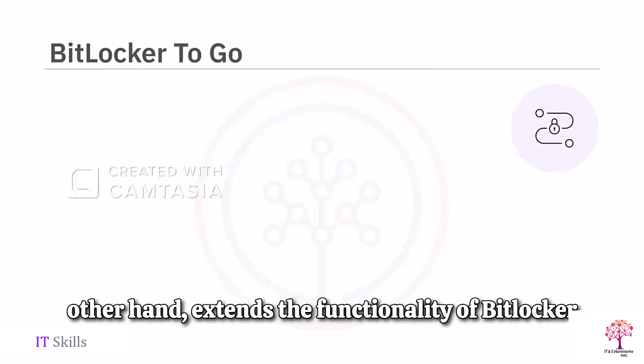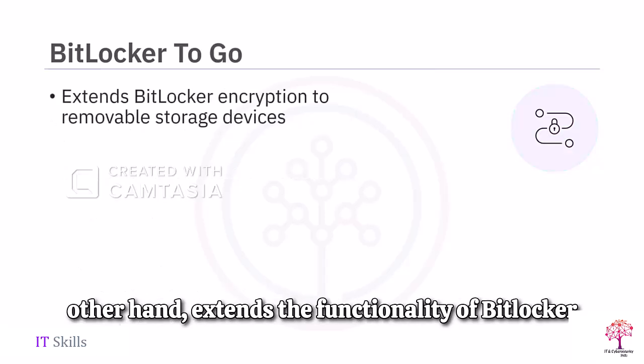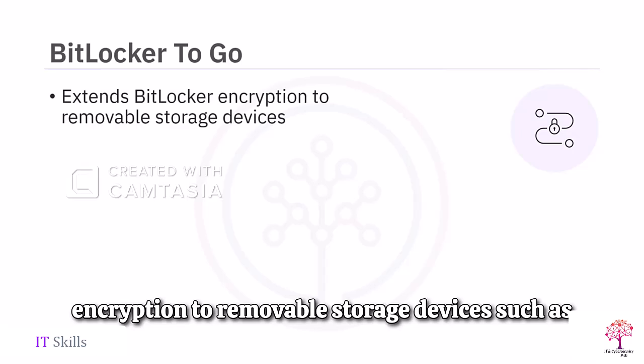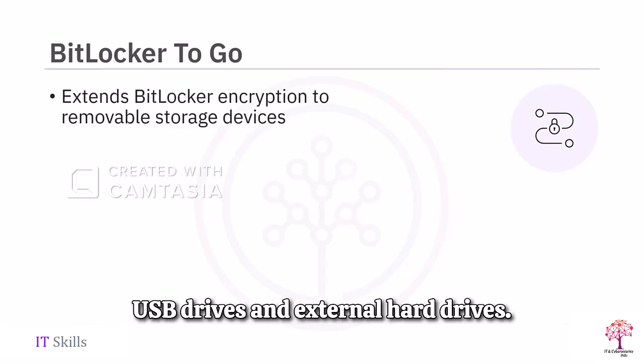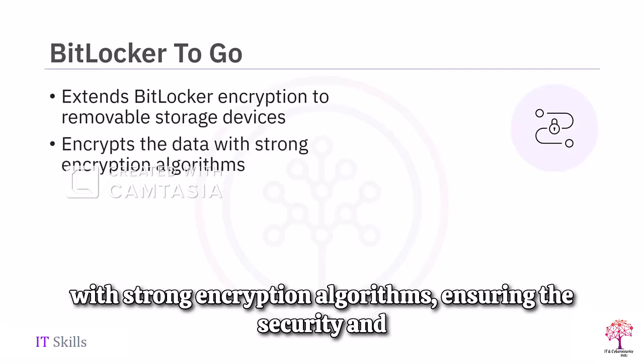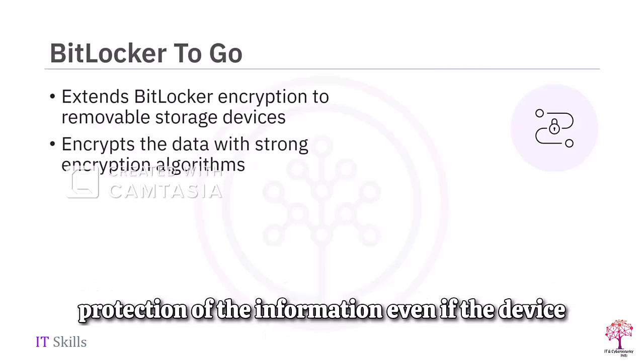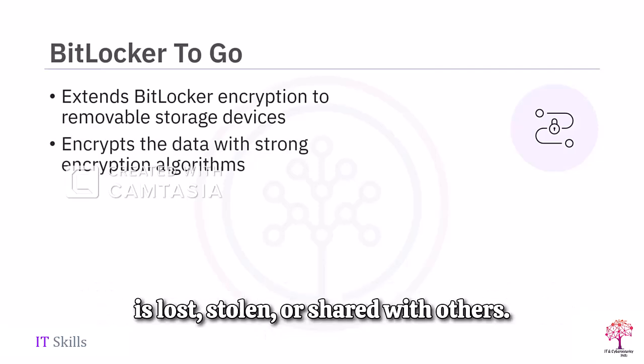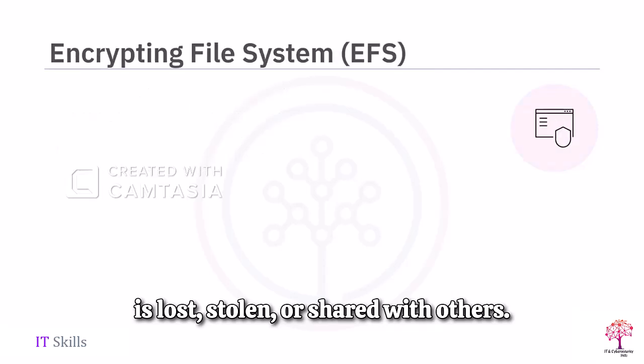BitLocker to Go, on the other hand, extends the functionality of BitLocker encryption to removable storage devices, such as USB drives and external hard drives. It encrypts the data stored on these devices with strong encryption algorithms, ensuring the security and protection of the information even if the device is lost, stolen, or shared with others.